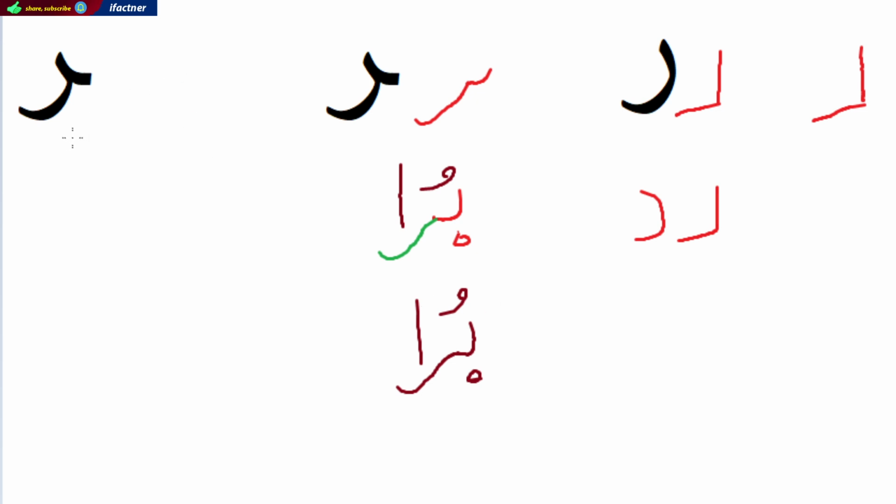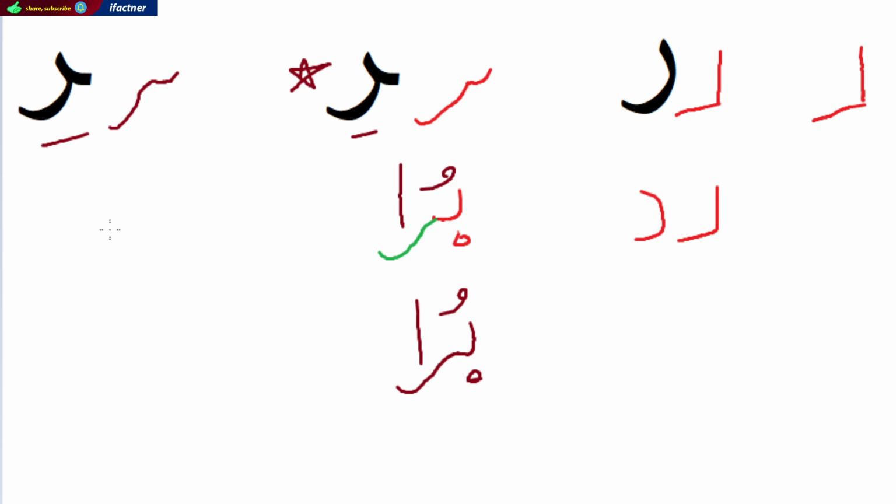The final position shape of re is similar to its middle position shape, because when it appears between two characters, we have to give a space after writing re. So let's see how we write re. You make a connector and put a re at the end.